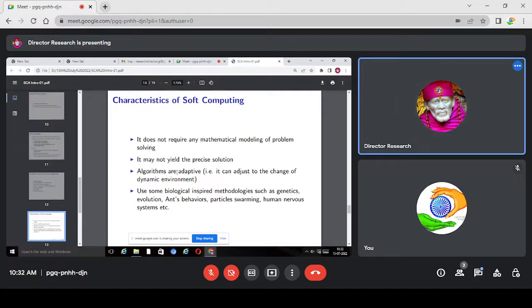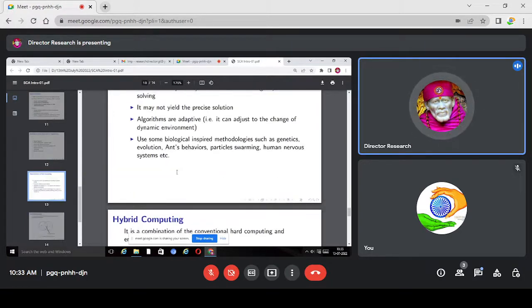Characteristics of soft computing. It does not require any mathematical modeling of problem solving. That's the first important point. Then the next one is, it may not yield the precise solution. Algorithms are adaptive. They can adjust to changes in a dynamic environment. The next one is that it uses some biologically inspired methodologies such as genetics, evolution, behaviors, particle swarming, and the human nervous system. The human nervous system is one of the examples. These are the characteristics of soft computing.